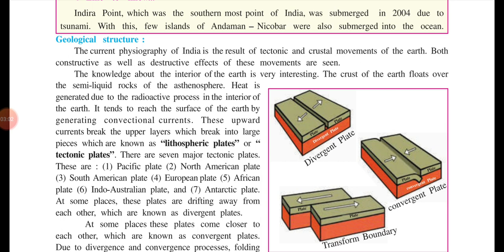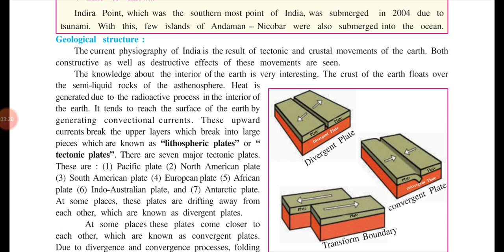There are 7 major tectonic plates. First is Pacific, second North American, third South American, fourth Eurasian, means European and Asian combined. Then next is African, sixth is Indo-Australian, and seventh is the Antarctica plate.